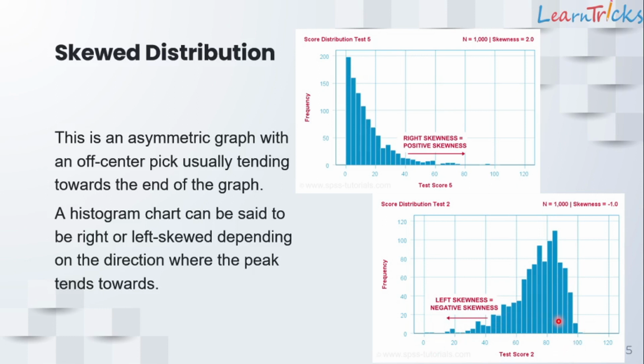So normally when your data is not normally distributed, then it will be skewed. When data has positive skewness, it is called positively skewed data, and when data has negative skewness, it is called negatively skewed data.